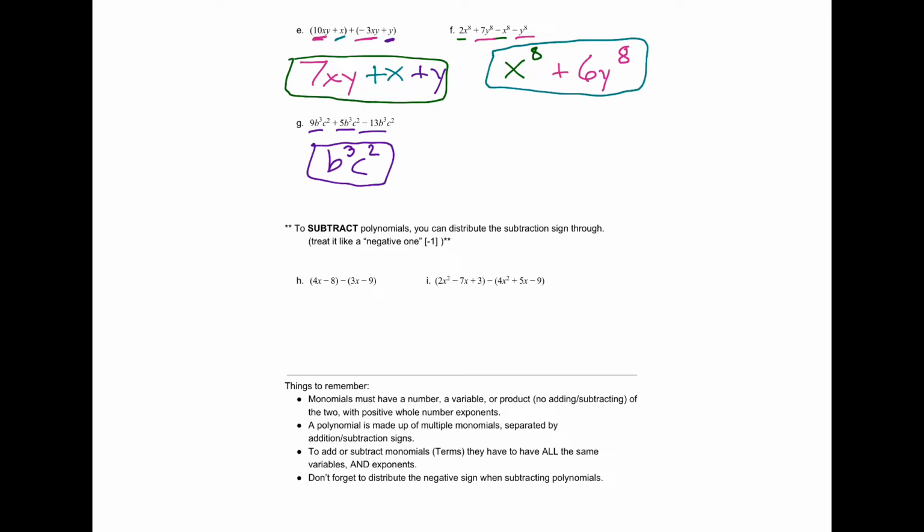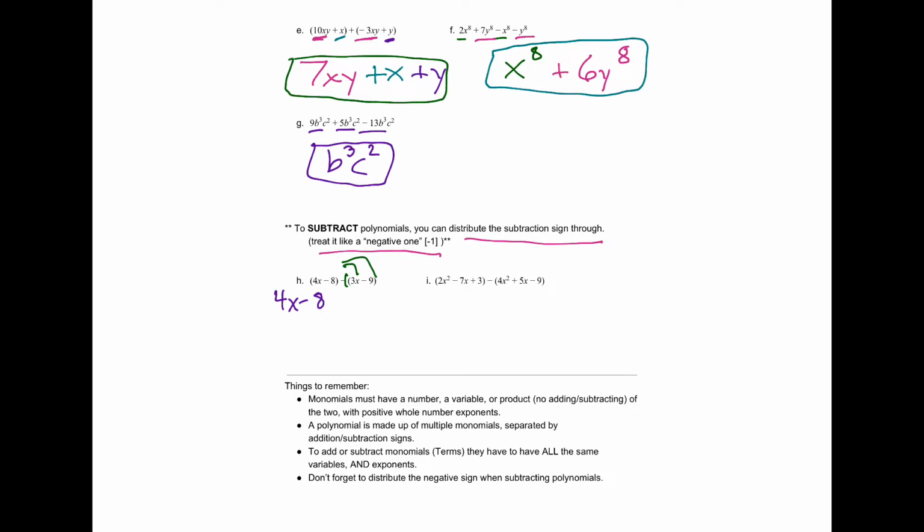All right, and subtraction. This is the only thing that we're doing different today. It's almost exactly like what we did, other than you have to distribute the negative 1. So we have to distribute the subtraction sign through. We're going to treat it like we're distributing a negative 1 in this problem. So this is going to get rewritten as 4x minus 8. And then we've got to distribute that negative 1, so distribute it here and distribute it here.